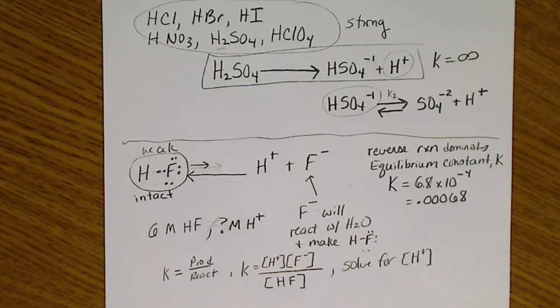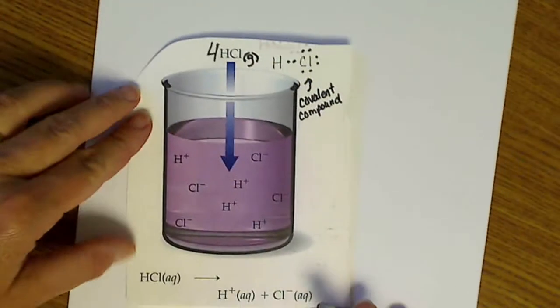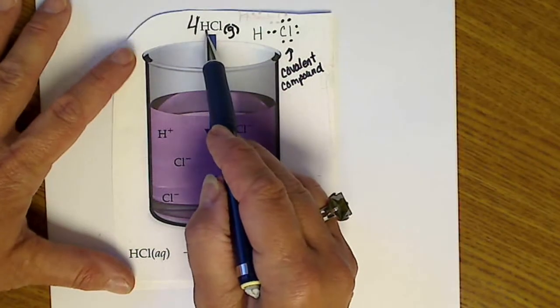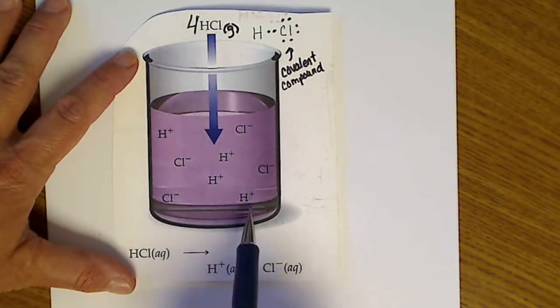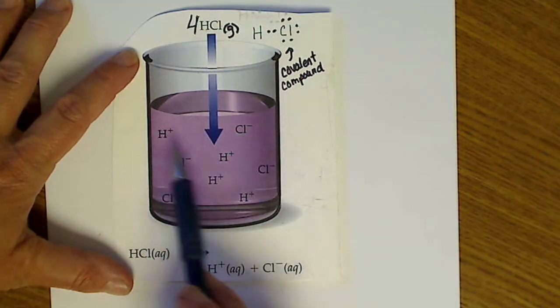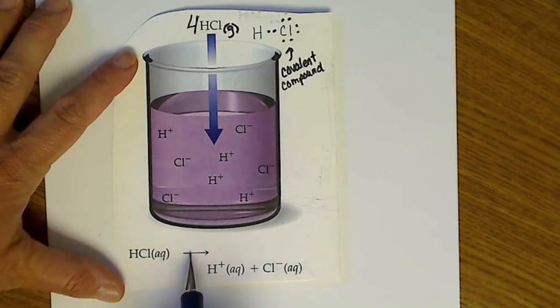So if we just look at a picture of HCl in solution, so this shows what we just talked about, and I put a 4 here because there are 4 H plus ions in solution. So if we have 4 moles of HCl, then we're going to have 4 moles of H plus in solution. This also shows the arrow proceeding from reactants to products only. And again, that means that this reaction does not run in reverse.